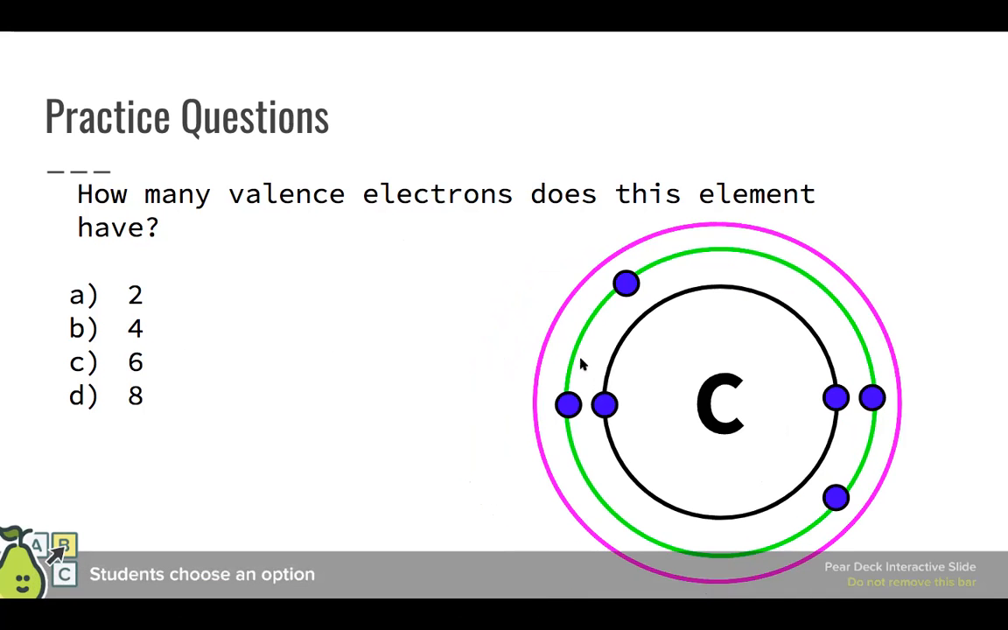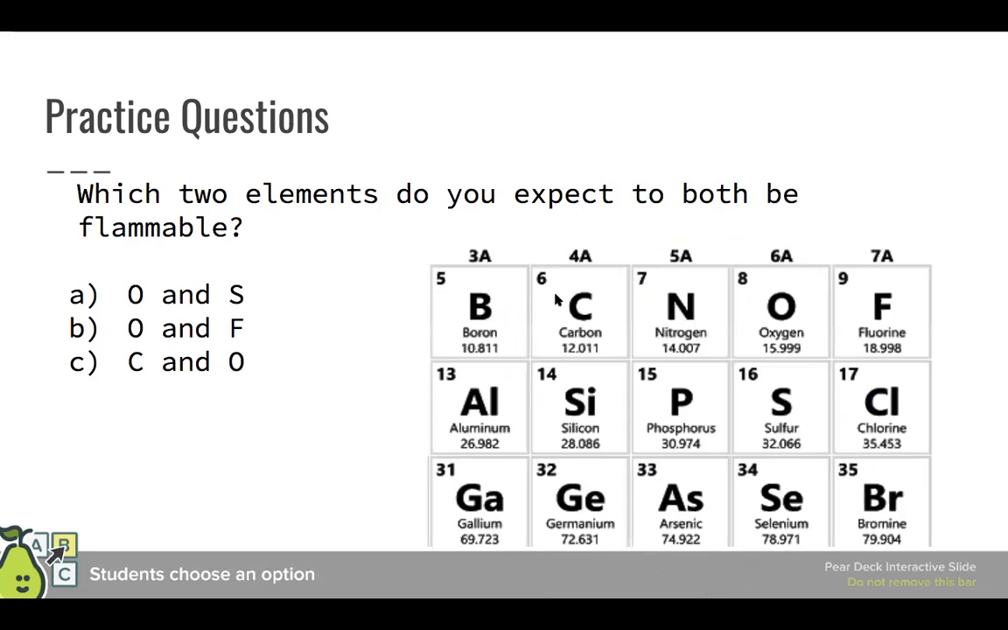Answer for this one. Pause. Okay, cool. This is B. It's got 4 valence electrons.